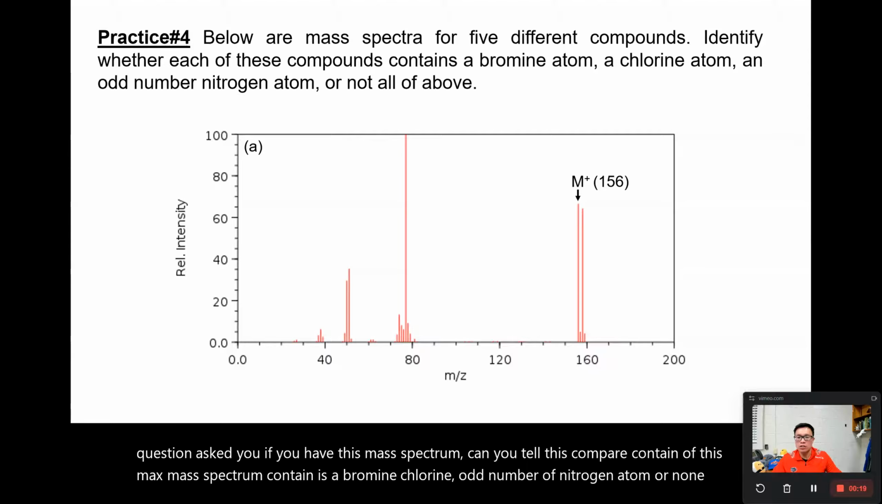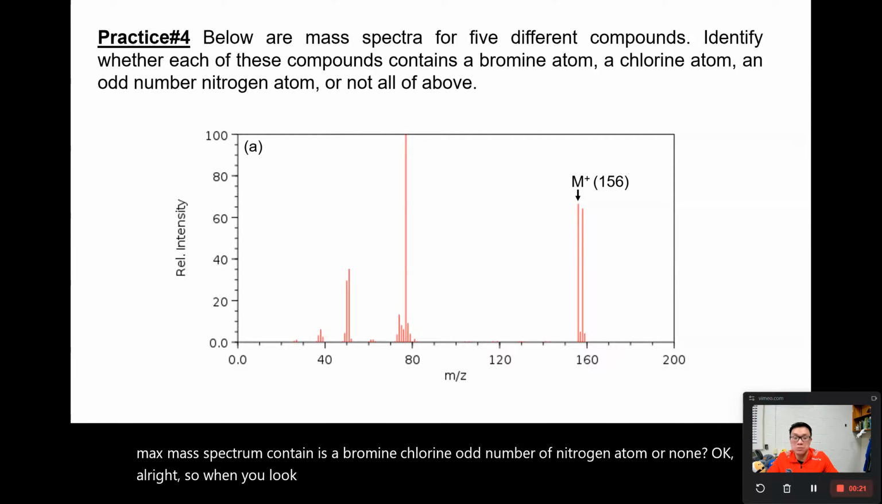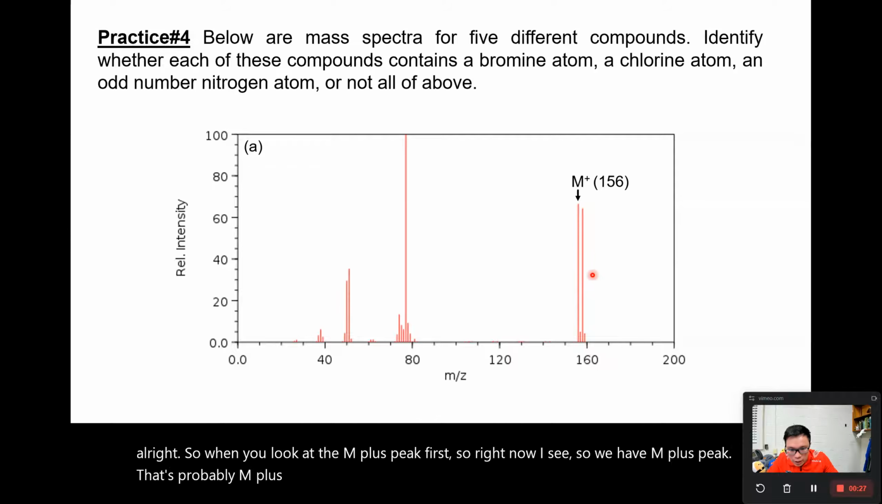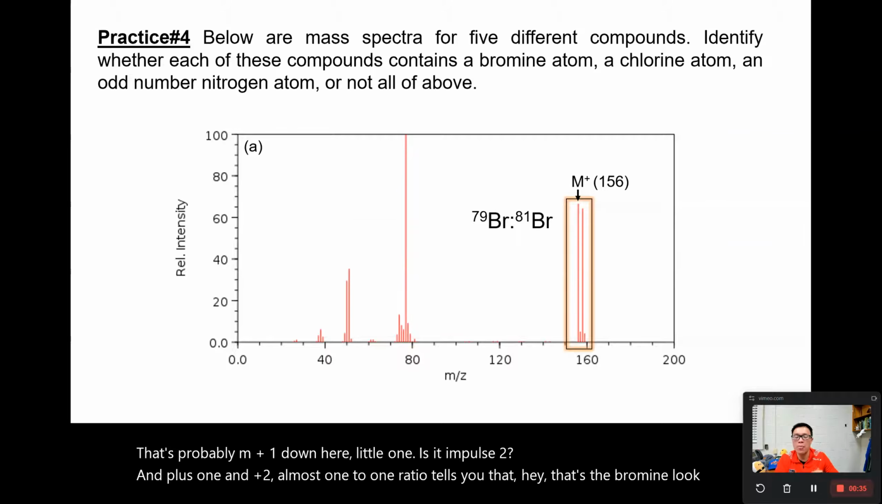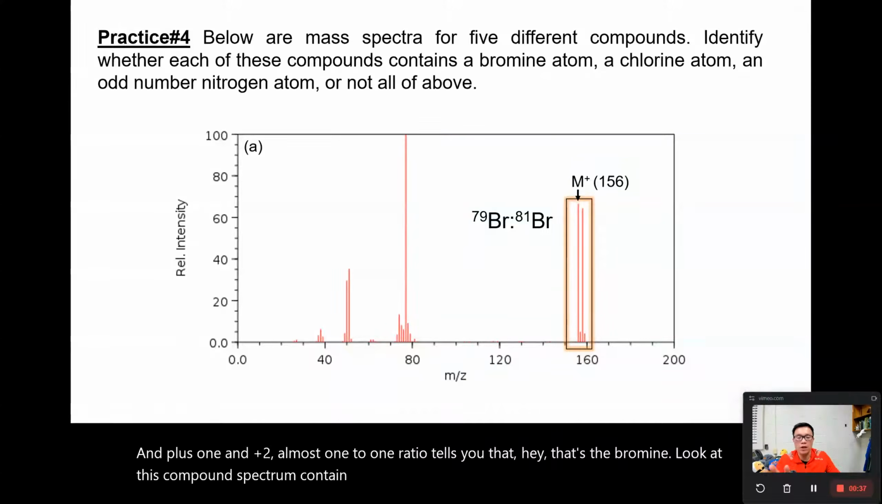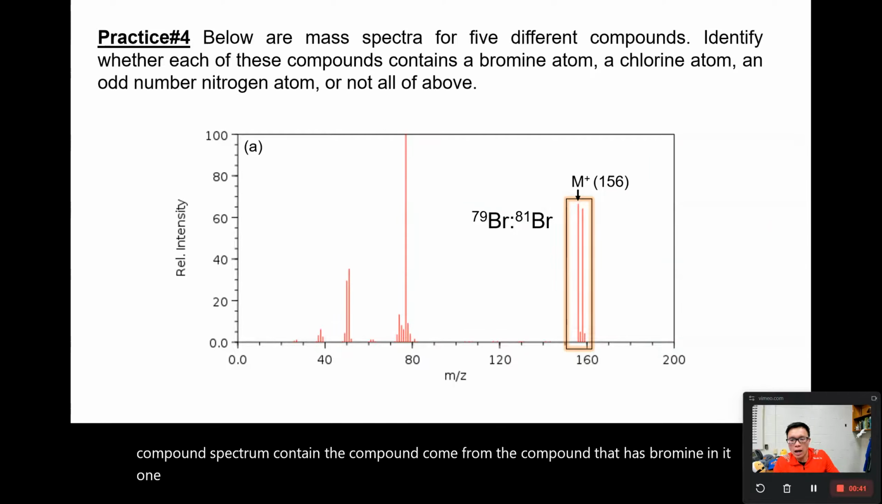All right, so we're gonna look at the M plus peak first. So right now we have the M plus peak. That's probably M plus 1 down here. The little one is an M plus 2. M plus 1, M plus 2, almost 1-to-1 ratio. It tells you that, hey, that's bromine. This spectrum comes from a compound that has bromine in it. One bromine.